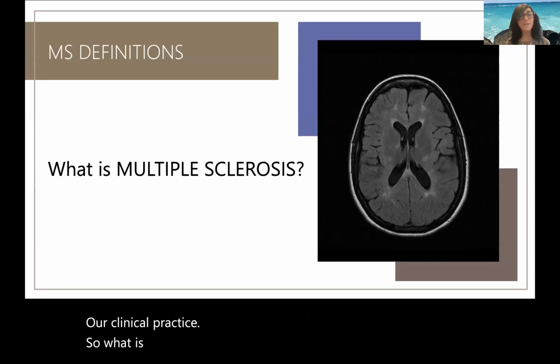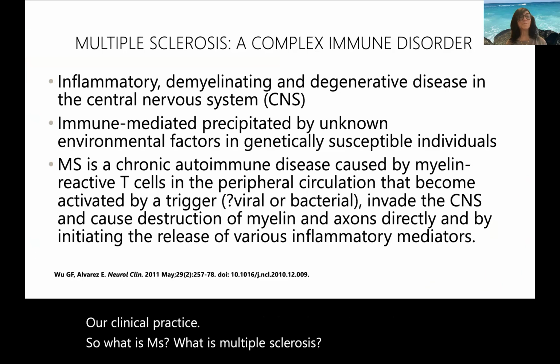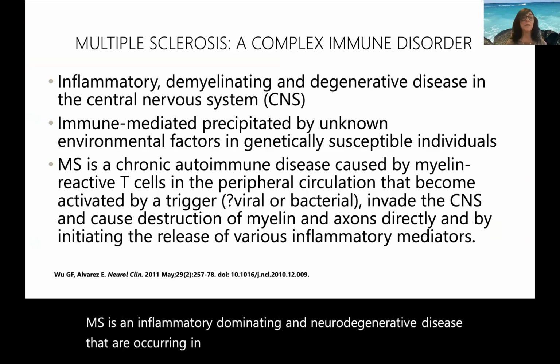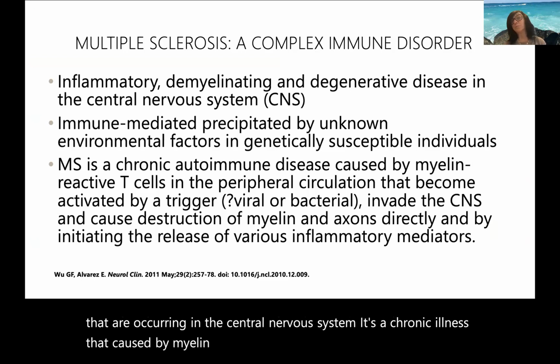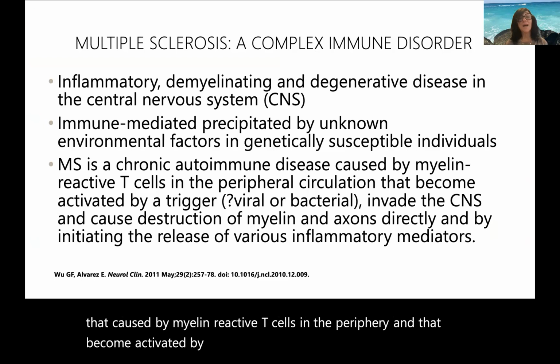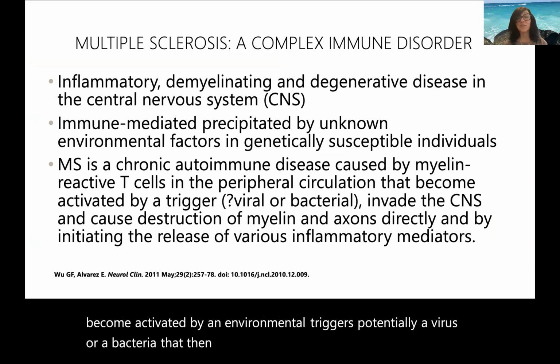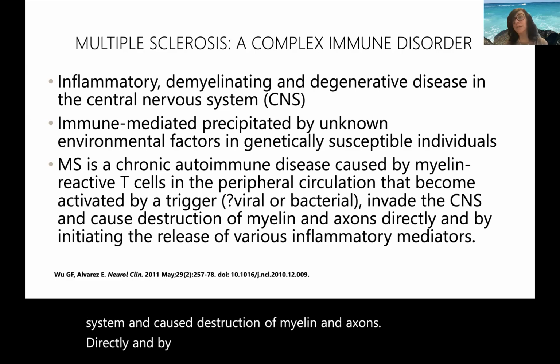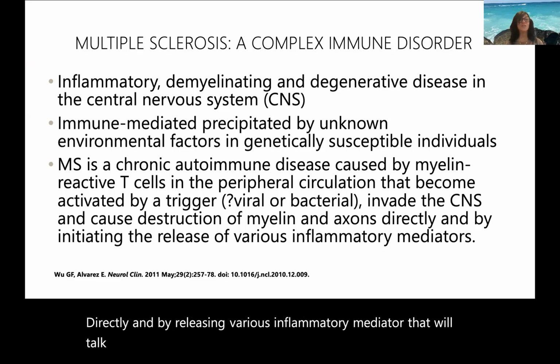So what is MS? What is multiple sclerosis? MS is an inflammatory, demyelinating, and neurodegenerative disease occurring in the central nervous system. It's a chronic illness caused by myelin reactive T cells in the periphery that become activated by environmental triggers, potentially a virus or a bacteria, that then eventually invade the CNS, the central nervous system, and cause destruction of myelin and axons directly and by releasing various inflammatory mediators that we'll talk about later in the pathophysiology section.